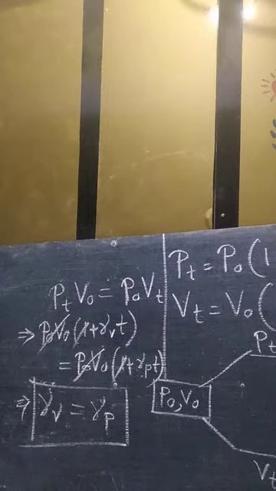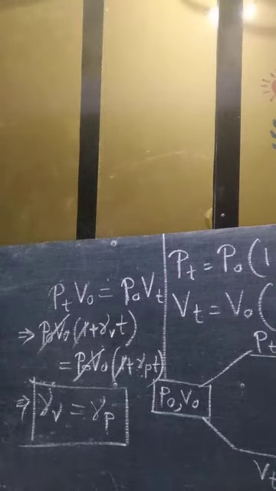So what is it saying? It is saying basically that if two or more gases are mixed together and there is no chemical reaction between these gases, then at a constant temperature, the total pressure will be equal to the summation of the partial pressures of each of the gases.